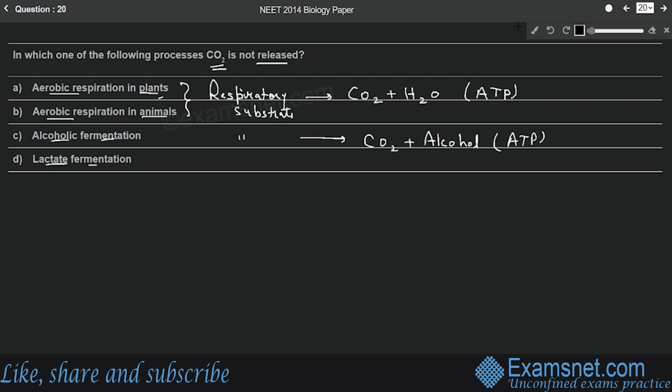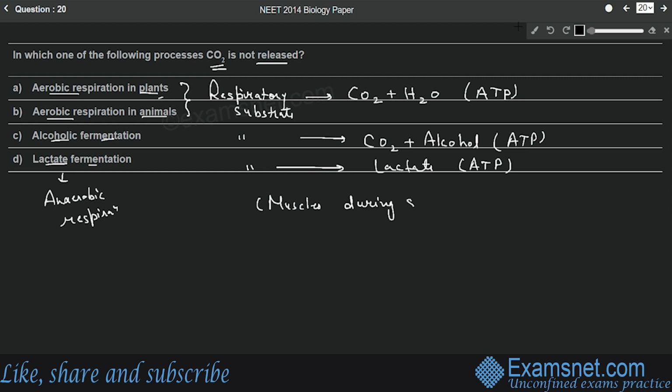And in case of lactate fermentation, which is again an anaerobic respiration, the respiratory substrate is converted into lactate along with the production of ATP. So there is no production of carbon dioxide in this case, and lactate fermentation takes place in the muscles during strenuous physical work. Okay. So option D, lactate fermentation, will be the correct answer.